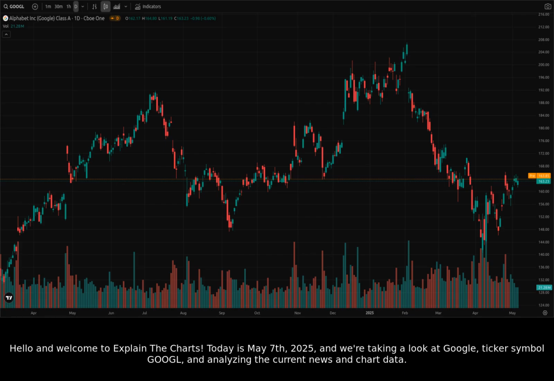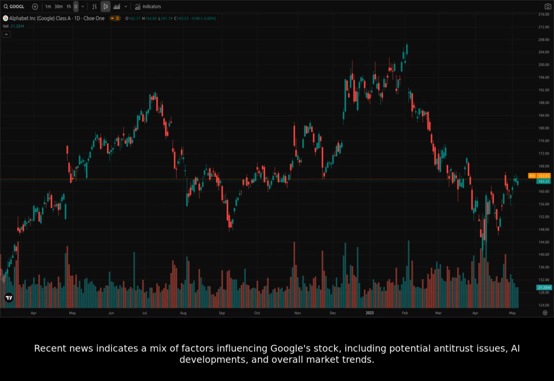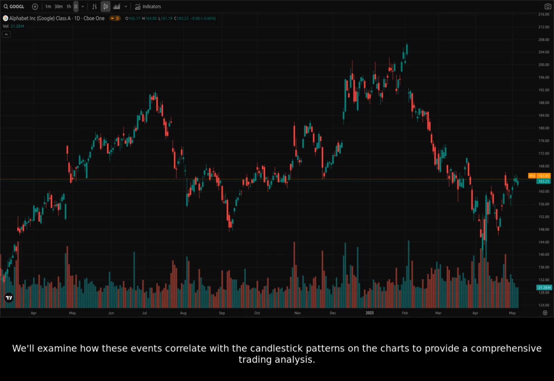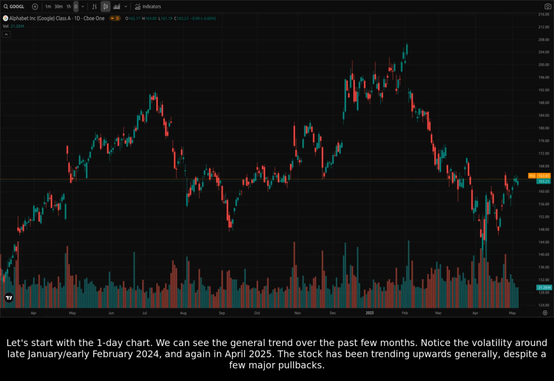Today is May 7th, 2025, and we're taking a look at Google, ticker symbol GOOGL, and analyzing the current news and chart data. Recent news indicates a mix of factors influencing Google's stock, including potential antitrust issues, AI developments, and overall market trends. We'll examine how these events correlate with the candlestick patterns on the charts to provide a comprehensive trading analysis. Let's start with the one-day chart.